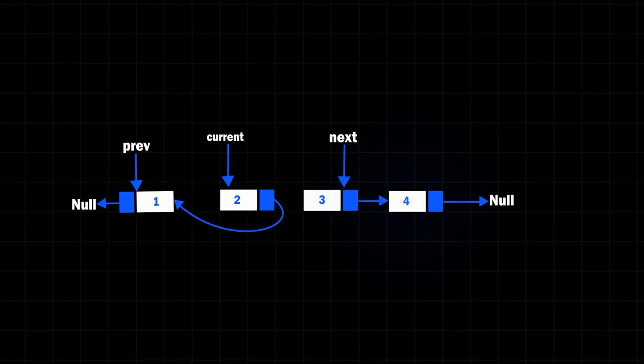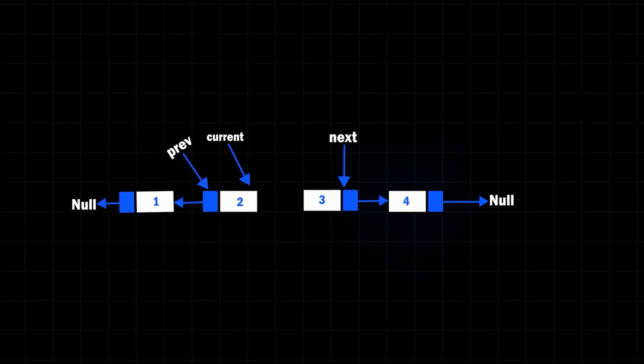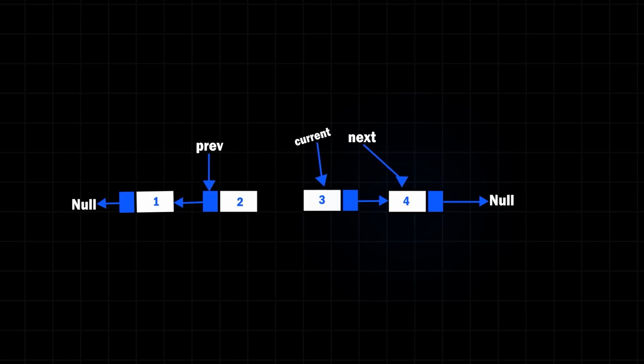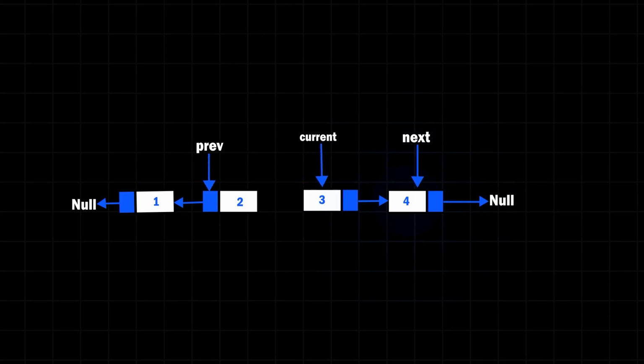Make the current node point to the previous node. Move the previous pointer to current, and current to next, and next to next. Now repeat the same steps for the third node as well.